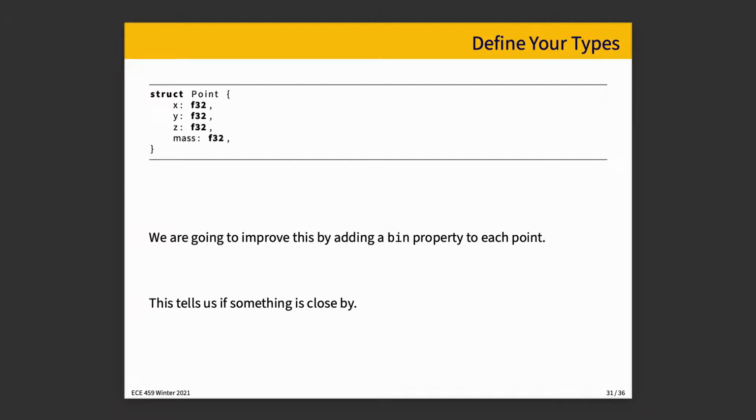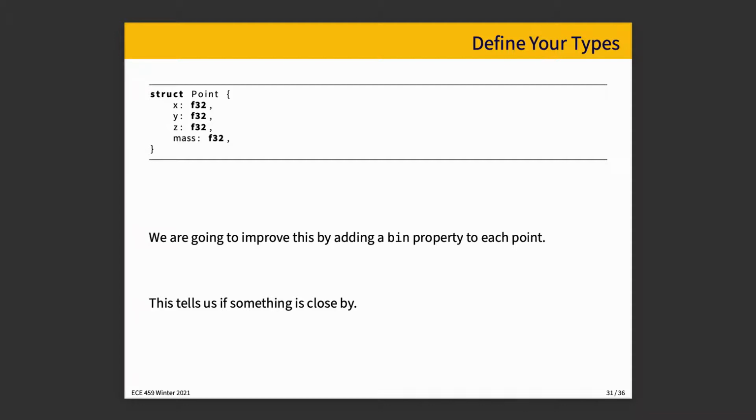And so to do this, I have defined some types where we have a point structure, and a point has x, y, and z coordinates, as well as a mass here also being a floating point number. And we're actually going to improve on that a little bit by putting a bin property on there so we know up front what bin a particular point belongs to.